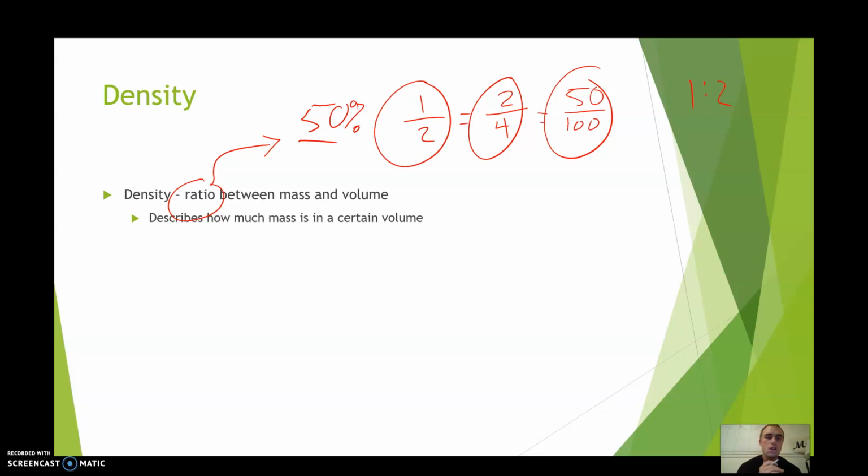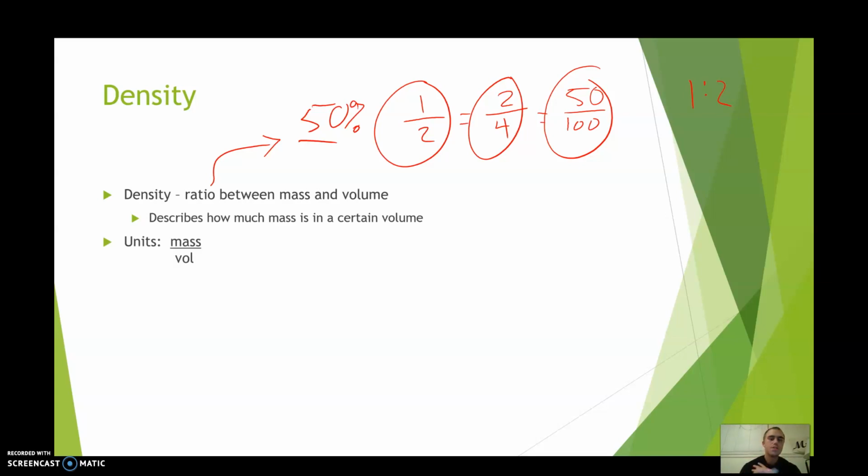Okay, so this ratio describes how much mass is in a certain space, a certain volume. So this density is talking about how much mass or how much weight, how much matter is contained within a specific volume.